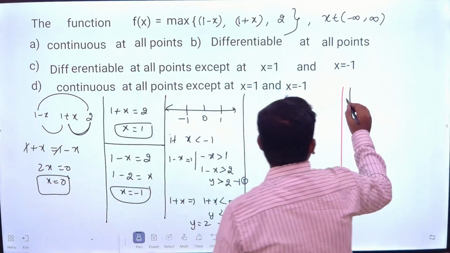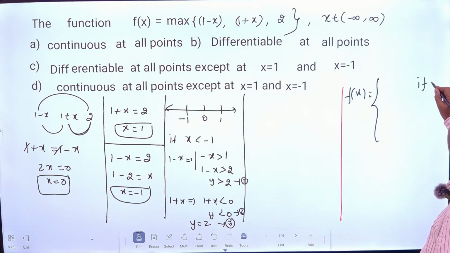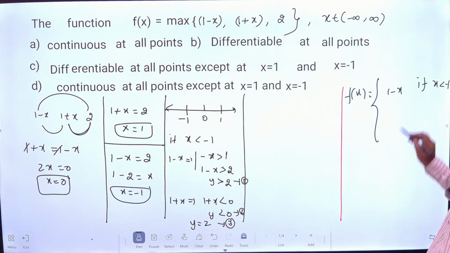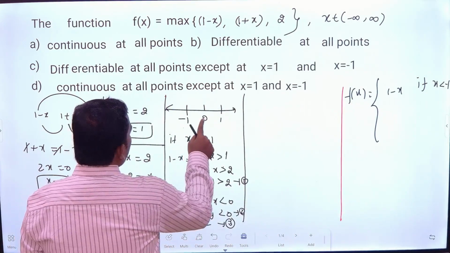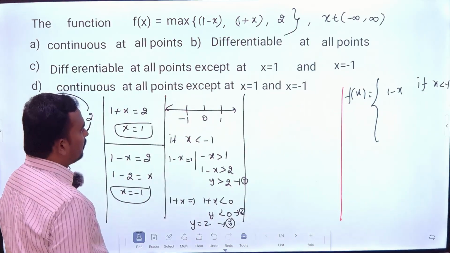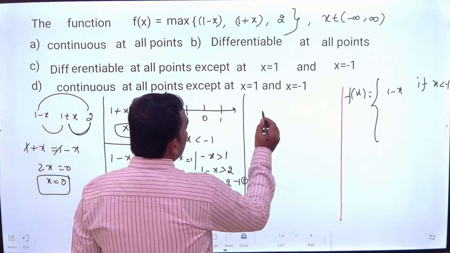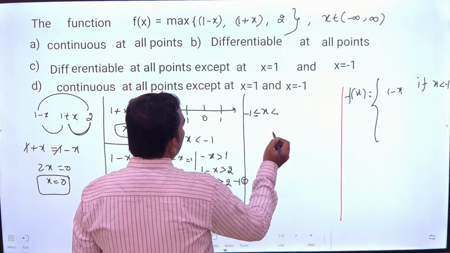Okay, so then you can see how to redefine f of x. If x is less than minus 1, the maximum will be 1 minus x. And you can see from minus 1 to 0 and 0 to 1, both will be the same only, so we can take the whole interval. Next is x from minus 1 to 1.